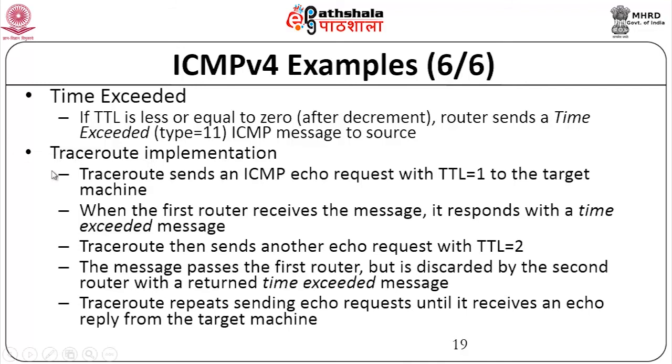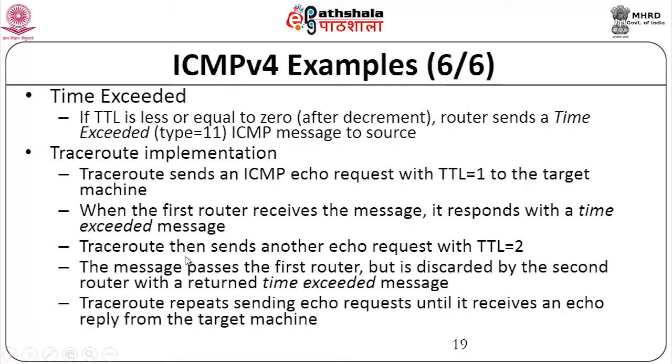So what we do here is, you send an ICMP echo request message with the TTL value equal to 1. What will happen in that case? At the very first router, when it receives the message, the TTL will be decremented and go to 0. So immediately it will respond with a time exceeded message. And when this time exceeded message is sent, I know from which router it has come. So I have got the address of that router. So I know the address of the first router.